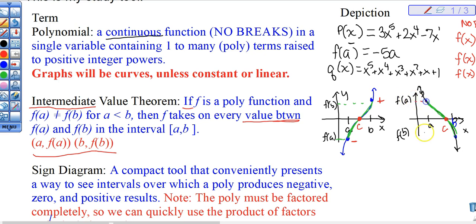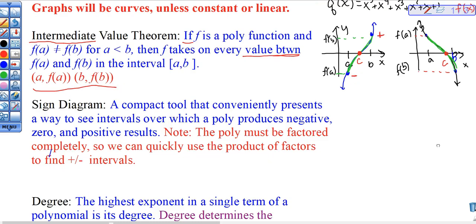So we will be using the intermediate value theorem to prove there's a 0 or not. Okay, all right, last one, sign diagram. This is the last one for today, the sign diagram. We'll be using it often because you're graphing in this unit, you're graphing a lot of polynomials.